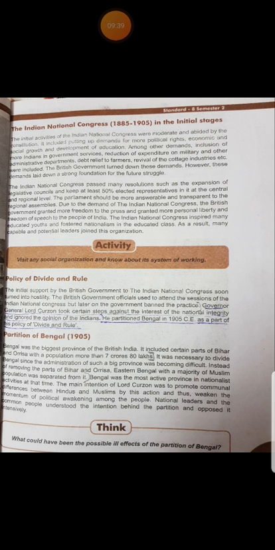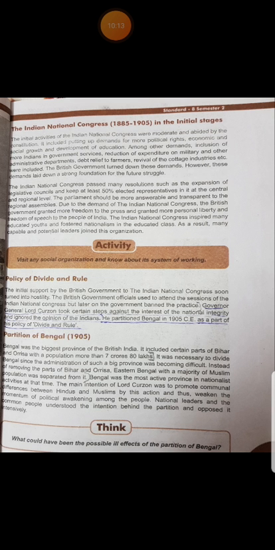Now, when the partition was done, Bengal was the most active province, and what was the intention of Lord Curzon? To promote communal differences between Hindus and Muslims. His intention was to make Hindus and Muslims fight, and by this weaken the momentum of political awakening. If Hindus and Muslims both started fighting, the political awakening, the unity, would be destroyed.